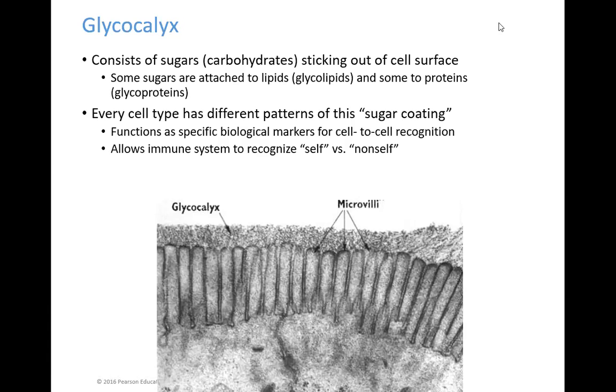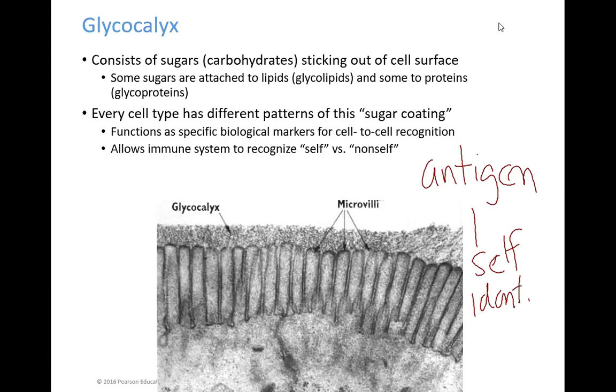The term antigen means self-identification. The sugar-coated protein that sticks up on the surface of every cell is a glycoprotein. Every cell has a glycocalyx on it that is the identifier. It says, I'm me. The glycocalyx structure tells us what blood type we are.